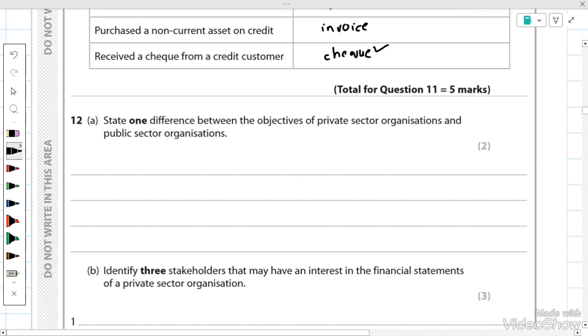Okay. So, state one difference between the objectives of private sector organizations and public sector organizations. Okay. So this is very simple: we have to identify how private sector objectives differ from public sector organizations.